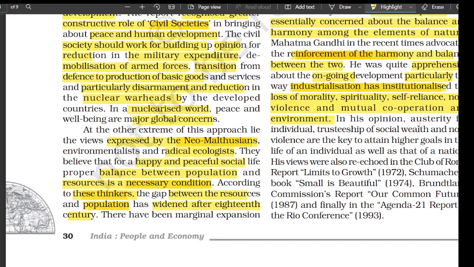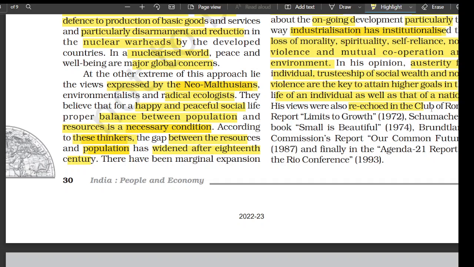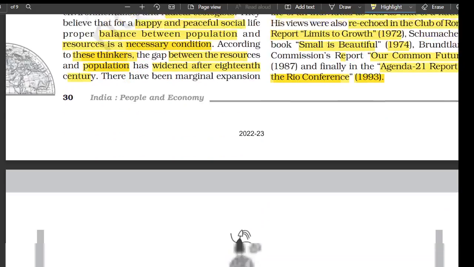In his opinion, austerity, individual trusteeship of social wealth, and non-violence are the key to attain higher goals in the life of an individual as well as that of a nation. His views were also re-echoed in the Club of Rome report, Limits to Growth, 1972; Schumacher's book, Small is Beautiful, 1974; the Brundtland Commission's report, Our Common Future, 1987; and finally, the Agenda 21 report of the Rio Conference, 1993.